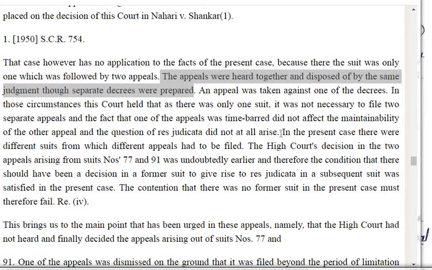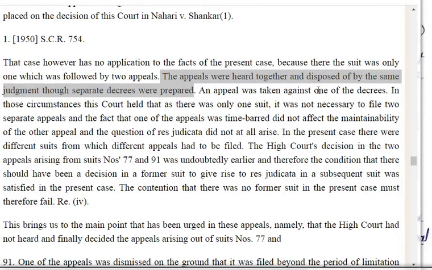So it cannot be said to be a former suit decided, and therefore res judicata will not apply upon the other appeal. But the facts of the present case are different. Here you have got four distinct suits, and from that four distinct appeals. So let us read this.